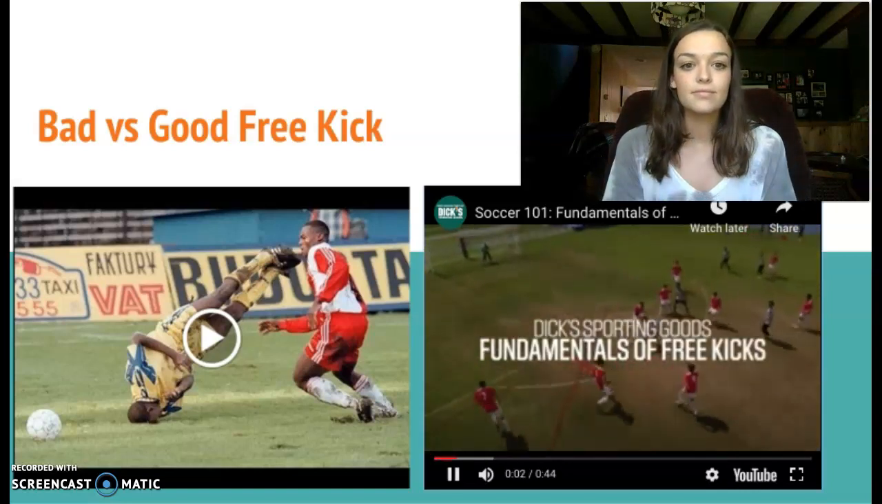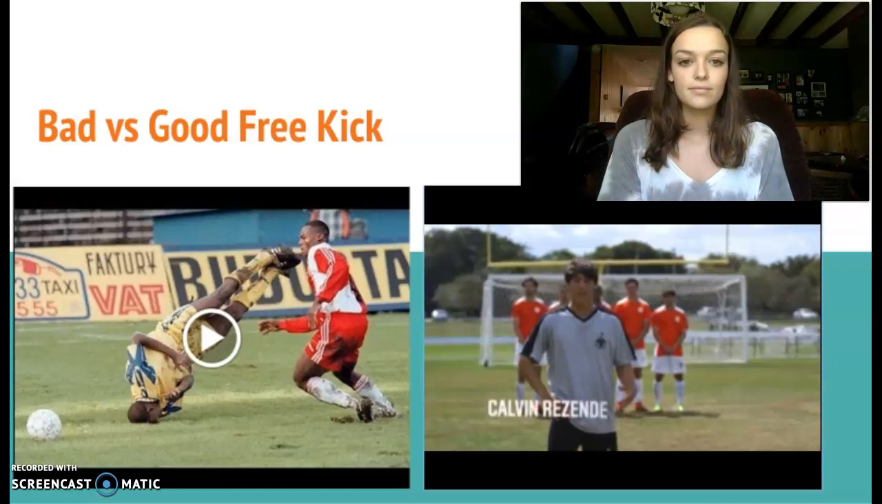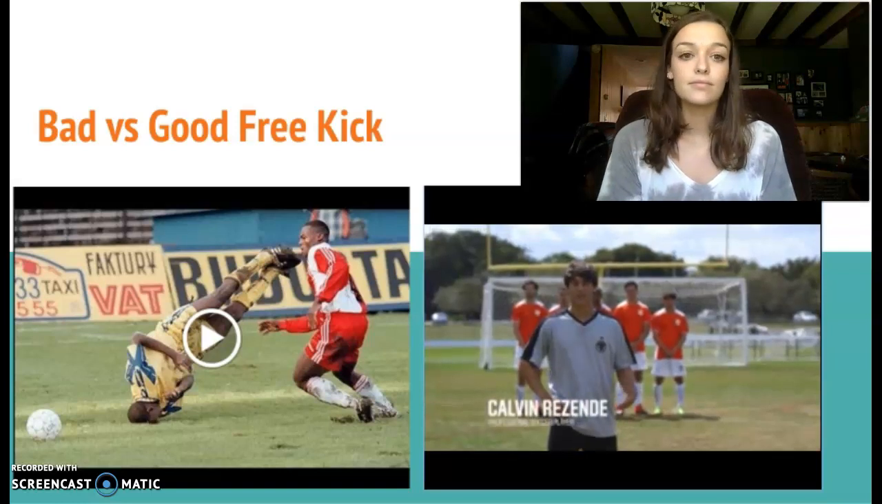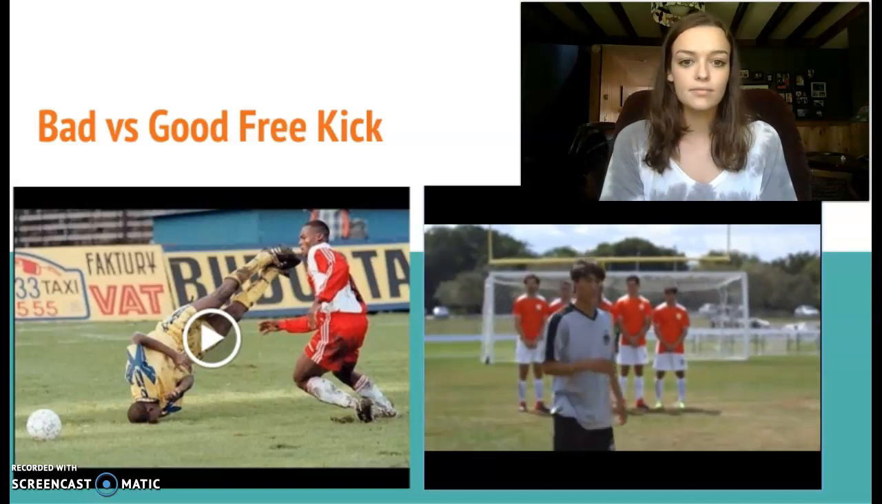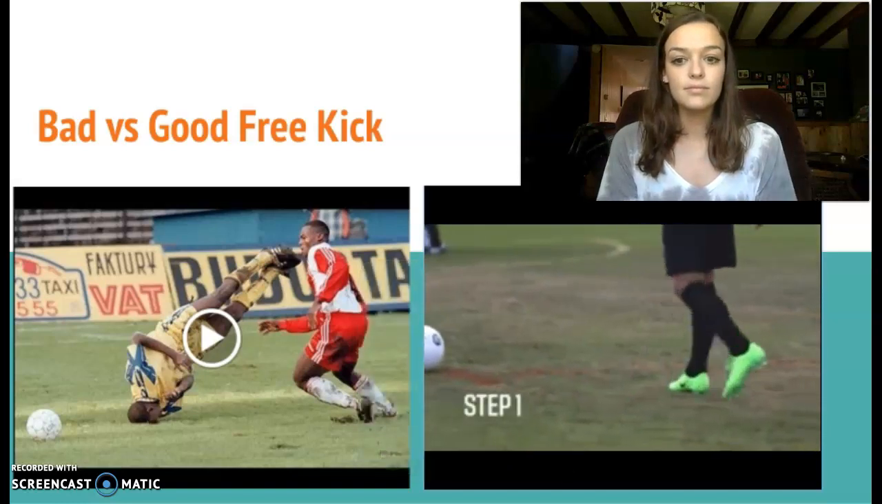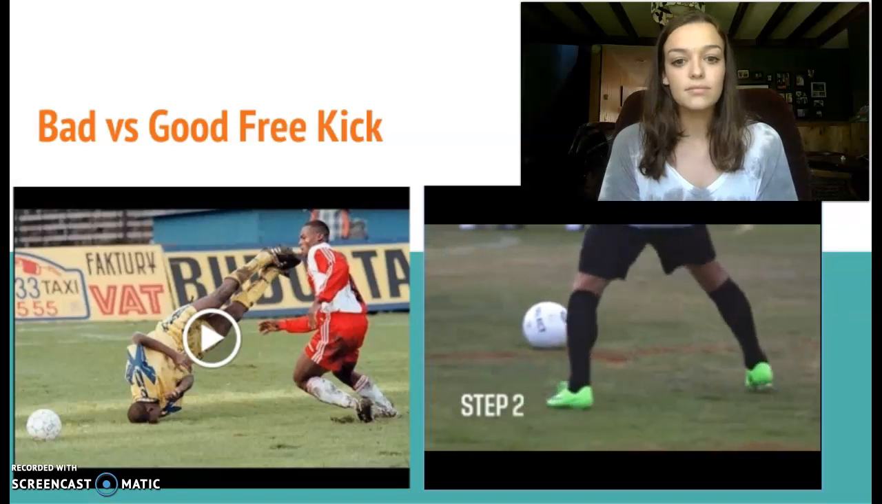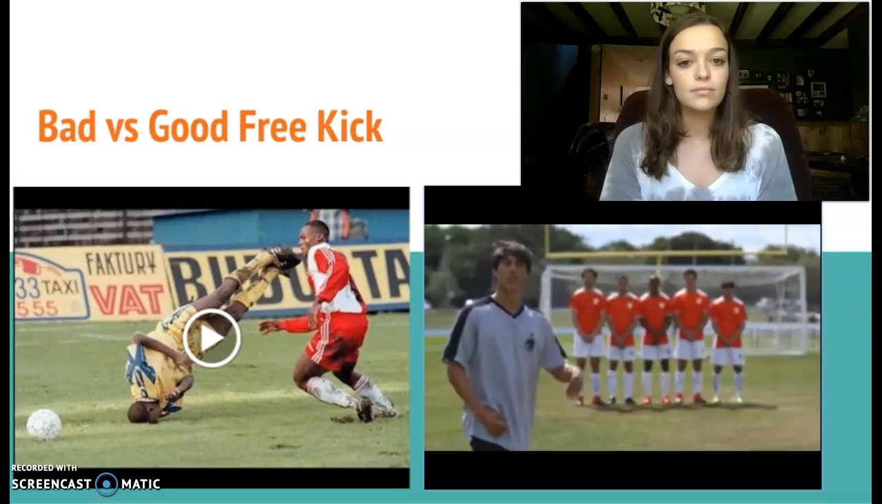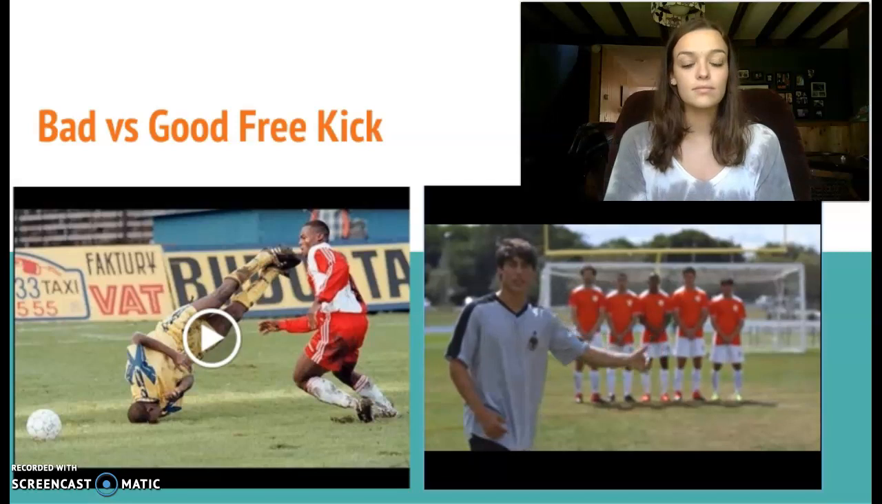Hi, I'm Calvin Rosen. I play for the Miami FC. I'm gonna demonstrate the proper way to take a free kick. So the first thing to keep in mind is you want to take 2 or 3 steps behind the ball. If you're a righty, 2 or 3 steps to the left of it, and if you're a lefty, 2 or 3 steps to the right of it.